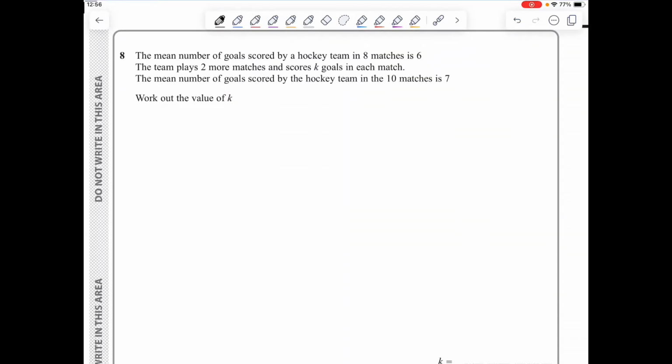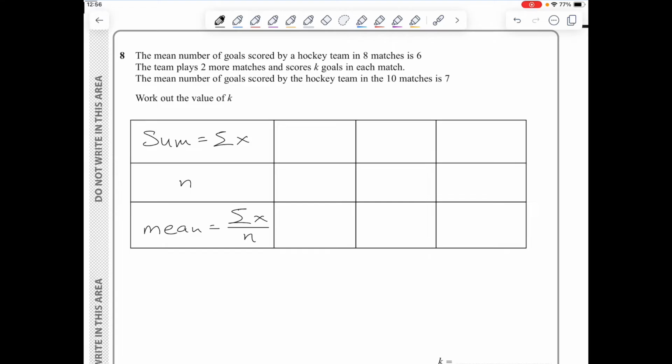In this type of question, I always like to summarize what I'm given on a table. And I'm going to use the formula mean equals sigma x over n. Sigma x is the sum, n is the number of games played. I know that initially there are 8 games with a mean of 6. 2 more games are being played, each with a score of k goals. So the sum for those 2 games is k plus k, which is equal to 2k. And then I have a total of 10 games with a mean of 7.